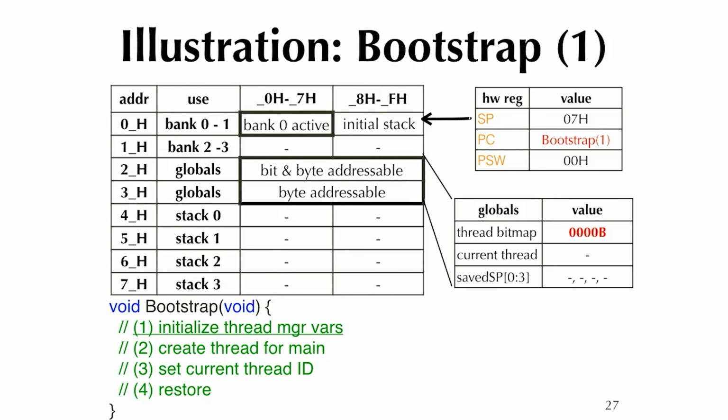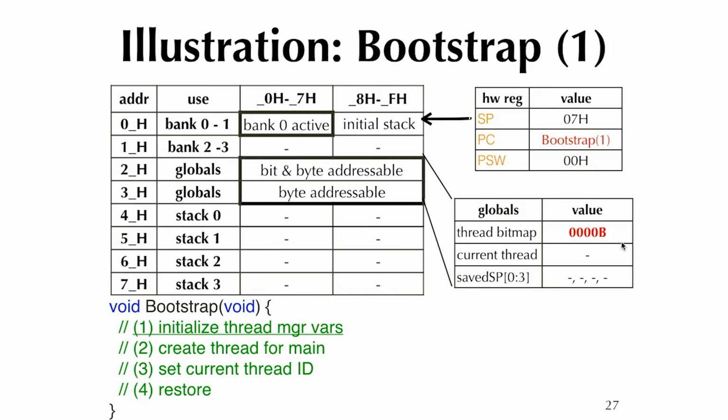Now, what does bootstrap have to do? First thing it has to do is to initialize these variables. So initial bitmap, that would be all 0 because no thread is active. And it needs to create a thread for main. And so PC is now running bootstrap at step 1 here. I'm writing bootstrap 1 to be the symbolic way to indicate the first step of bootstrap. And PSW is still 0.